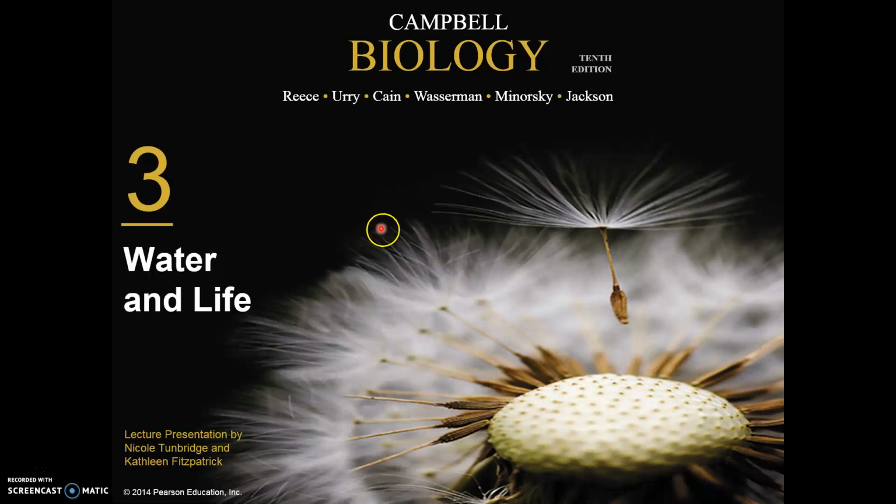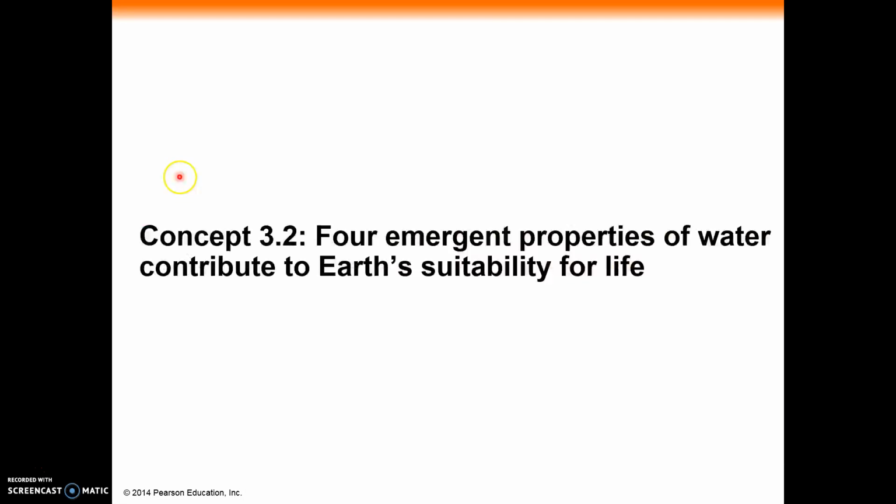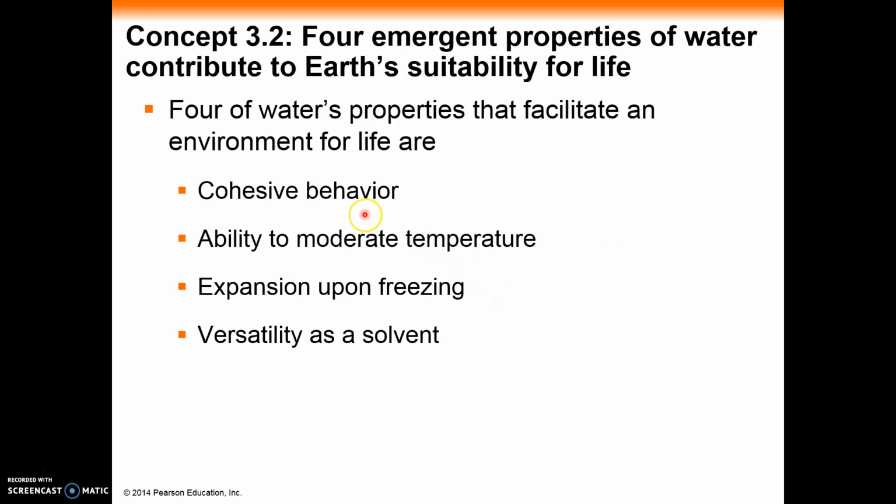All right, welcome back. We're going to continue with our exploration of Chapter 3. Here we're going to be looking at Concept 3.2, and this is the four emergent properties of water contribute to Earth's suitability for life. If you remember, last time we concluded with this idea that water's polar nature and its ability to form hydrogen bonds leads to cohesive behavior, ability to moderate temperature, expansion upon freezing, and versatility as a solvent. So let's break these down and talk about what we mean by them and why they're important.